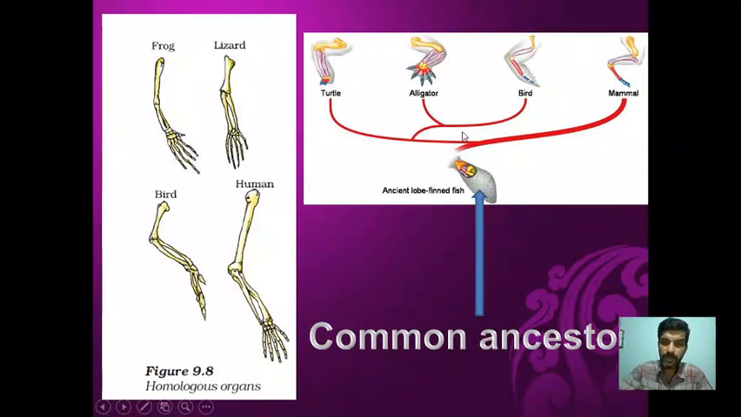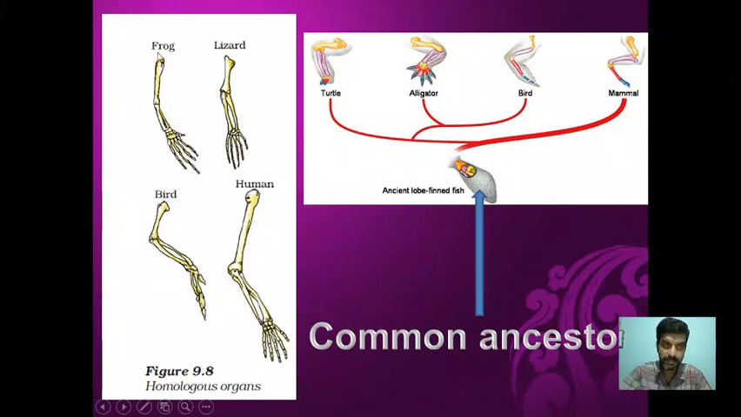See, homologous organs have a common origin, a common ancestor, but they perform different functions depending upon the environment they live in, because they adapted to different environmental conditions, but they originated from the same ancestor. So common ancestor but different function, or common origin and different functions. Such a group of organs are called homologous organs.